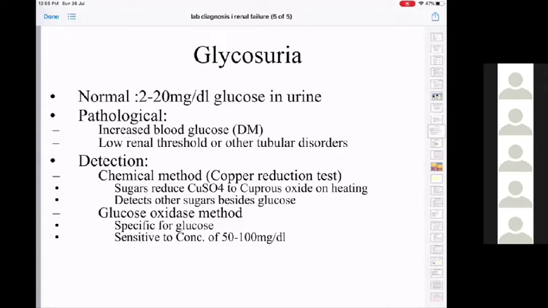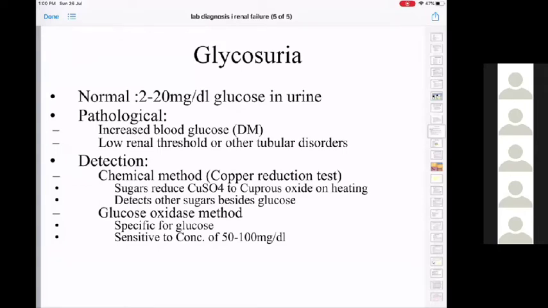Okay, so how will we detect glucose in urine, or glycosuria? By chemical method. The chemical methods are the copper reduction test or the glucose oxidase method. Sugar is a reducing agent, so sugars, any sugars or glucose, reduce copper sulfate to cuprous oxide on heating, which detects other sugars besides glucose. So this is the Benedict test. The copper reduction test is the Benedict test. That is the chemical method.